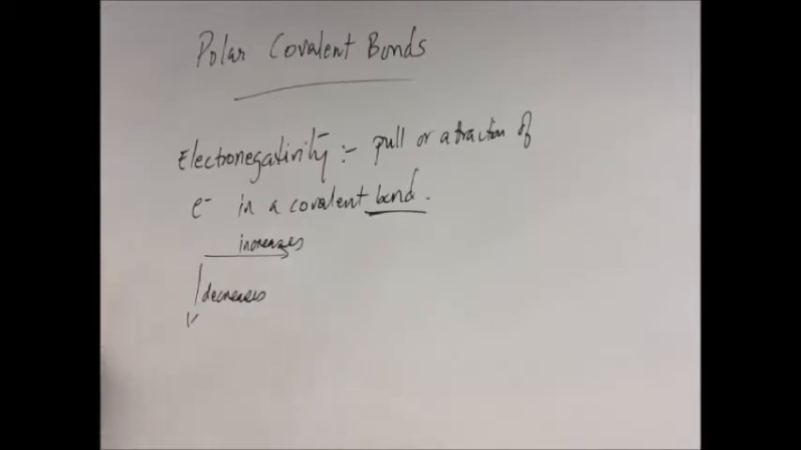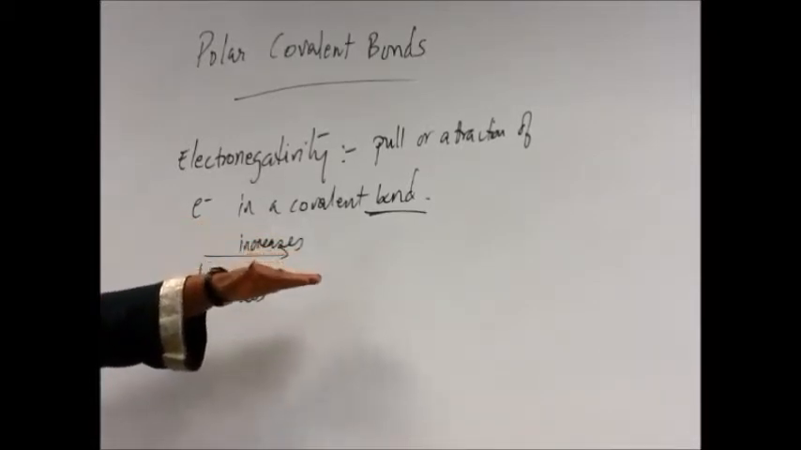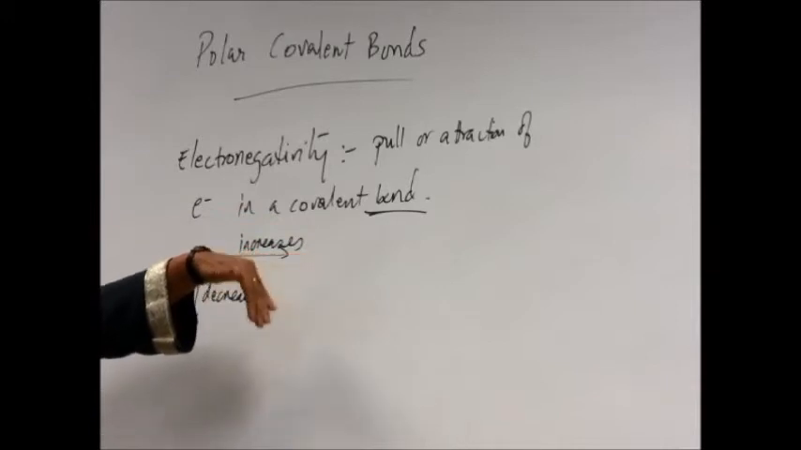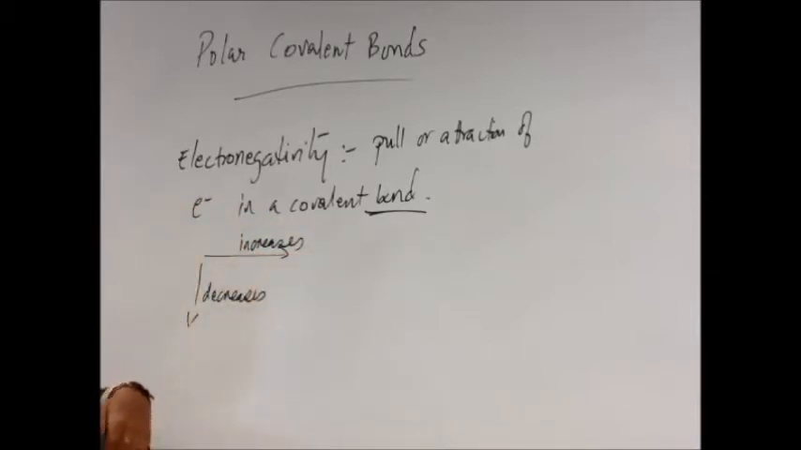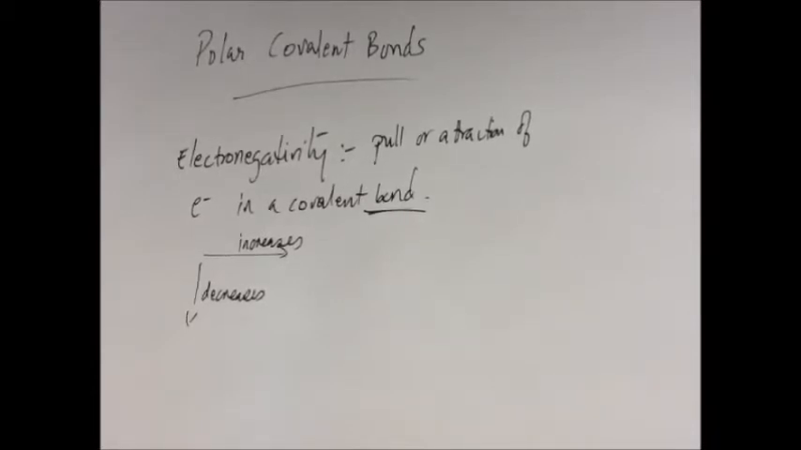Electronegativity increases as you go to the right and decreases as you go down. Please remember the noble gases are not part of bonding, so the noble gas column is not involved here. We're not talking about group 8; we go up to group 7. So what is the most electronegative element on the periodic table? Fluorine. Fluorine is the most electronegative element on the periodic table.